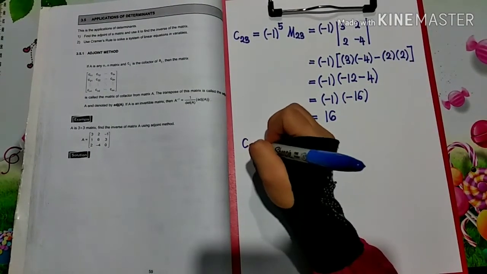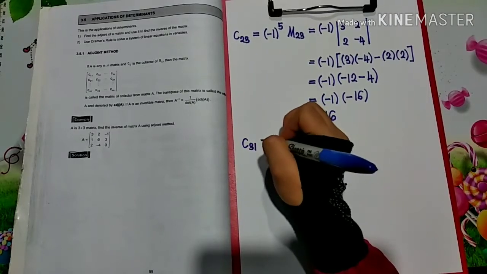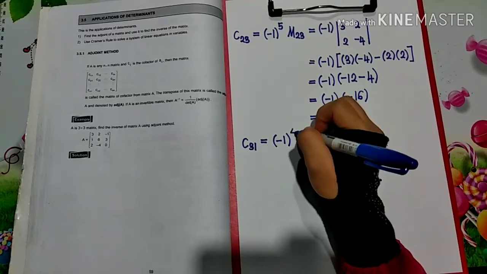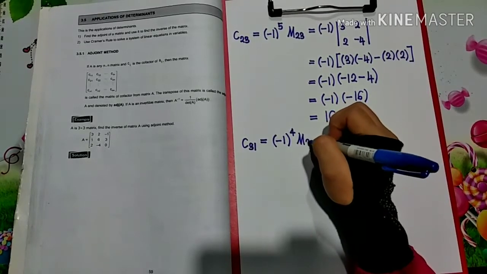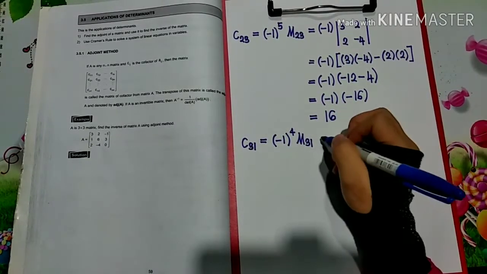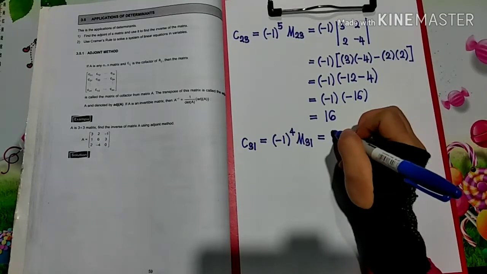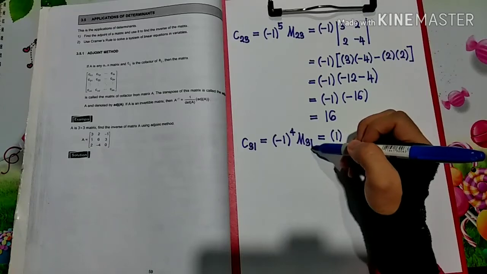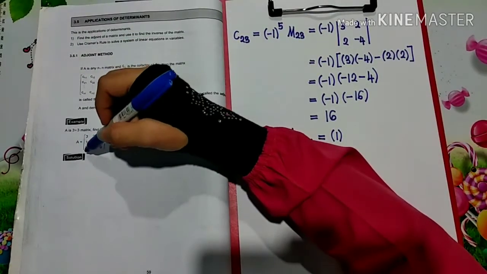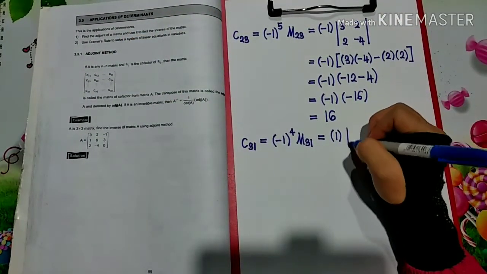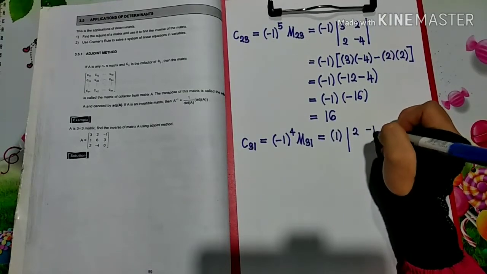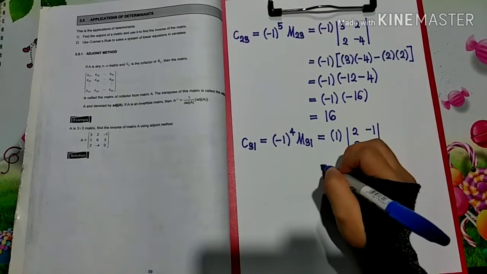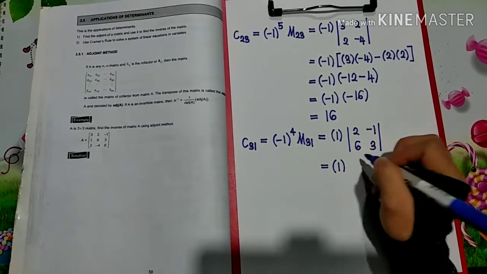Next, C31 equal to negative 1 power 3 plus 1, 4. M31 equal to negative 1 power 4, 1 M31. We delete third row, first column. Third row, first column. So 2, negative 1, 6, 3. So we solve for this one.